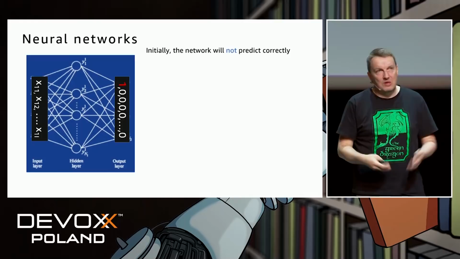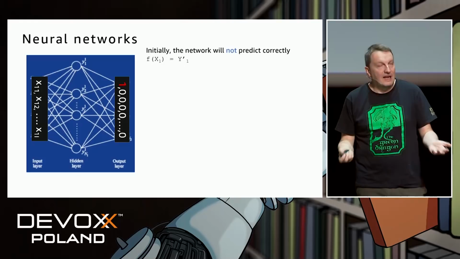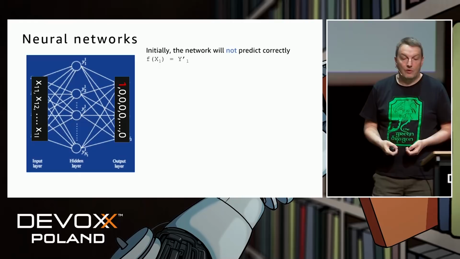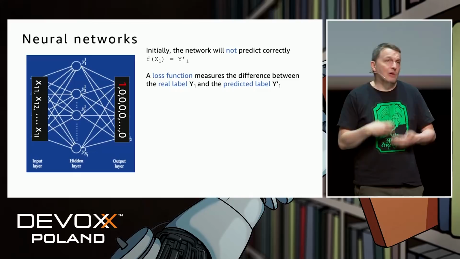So if we see this neural network as a function and we take a sample and compute the output, we're not going to get the right output. We're not going to get the right label, the right probability vector. We're going to get something different. Let's call it y prime 1. So obviously you need to measure the difference between what you expected and what you really got. And we do this using a math function called a loss function.